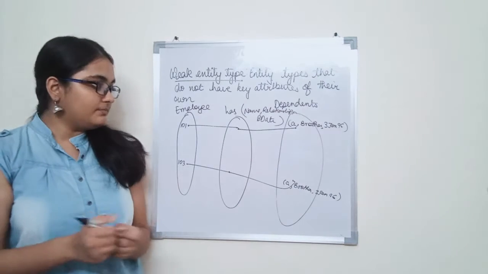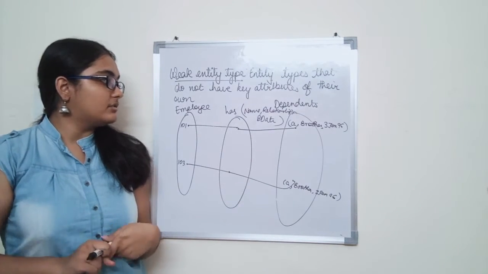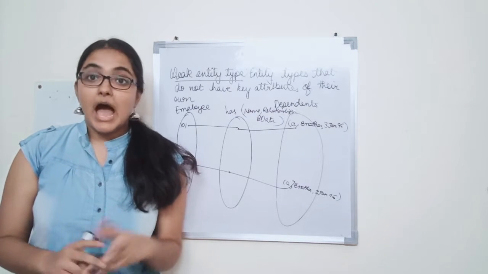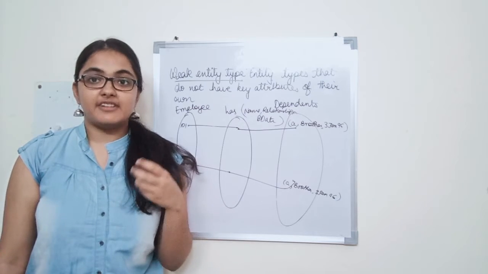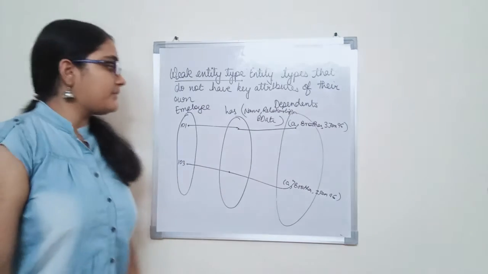Alright, so now we define the concept of a partial key. What is a partial key? A partial key is the set of attributes that are used to uniquely identify weak entities that are related to the same owner entity. Okay.